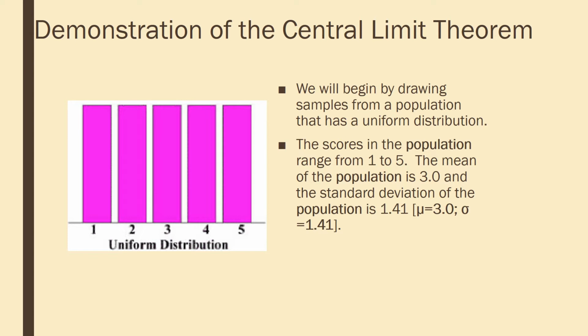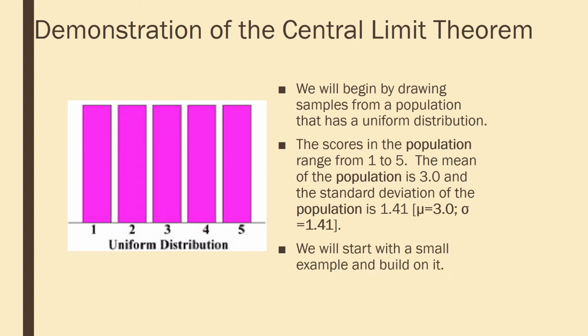And the scores in the population range from 1 to 5. You can see that. And you probably guessed the mean of the population is 3. It's right in the middle, and it's a uniform, symmetric distribution. And we also have a population standard deviation of 1.41. Okay? This is our population.